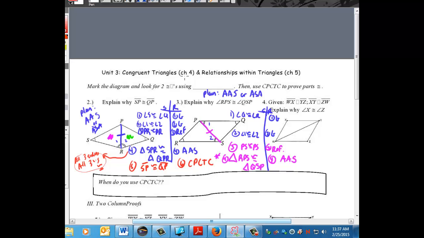Our angle, angle, side. Alright, we're almost done with the proof, but not quite yet. For the last part, we're being asked is angle RPS equal to angle QST. Well, of course they have to be equal because we just proved that these two triangles are congruent. So statement 5, we're going to say angle RPS is equal to angle QST. And reason 5 would be CPCTC.